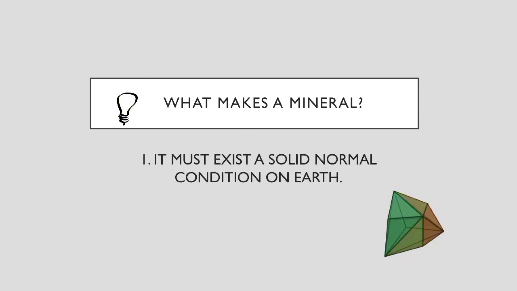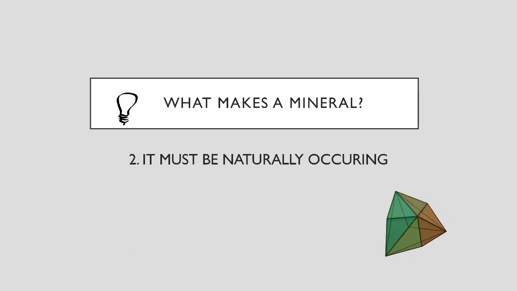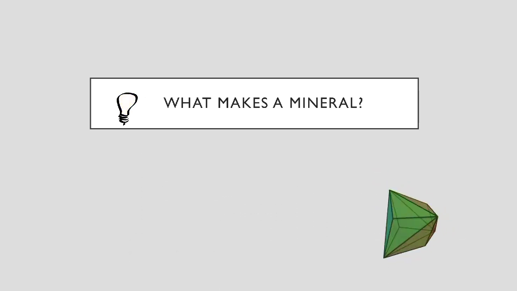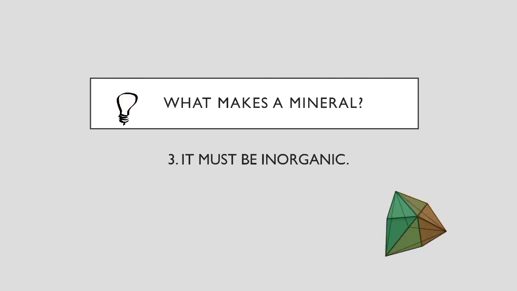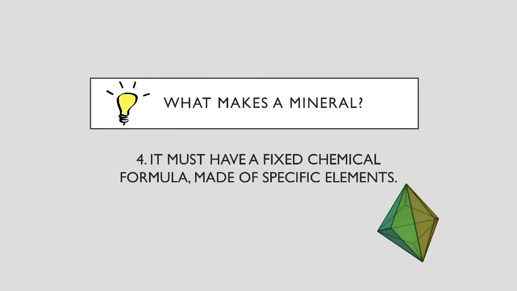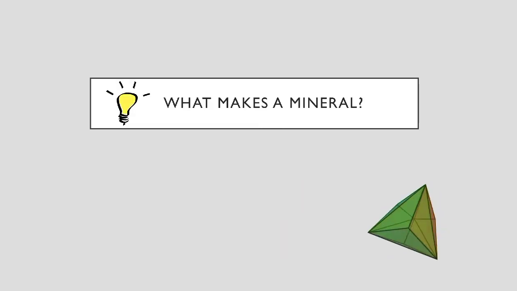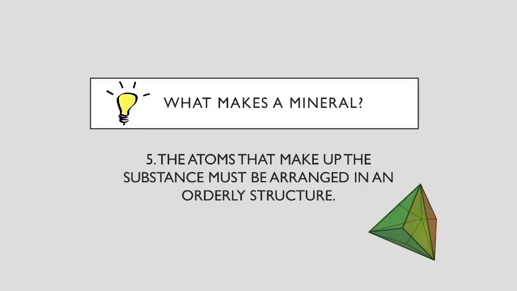First, it must exist as a solid in normal conditions on Earth. Number 2, it must be naturally occurring on Earth, basically not man-made. Number 3, it must be inorganic, meaning not living or made from living things. Number 4, the substance must have a fixed chemical formula, made of specific elements. For example, quartz. It is composed of silicon and oxygen bonded together. And finally, the atoms that make up the substance must be arranged in an orderly structure.